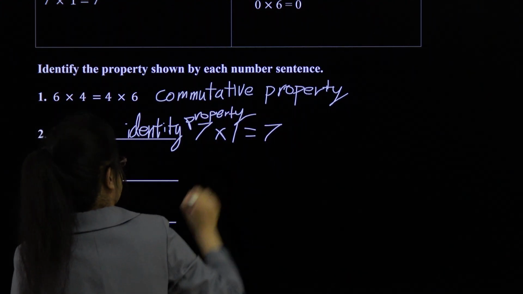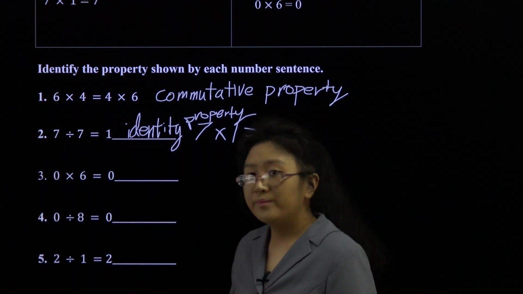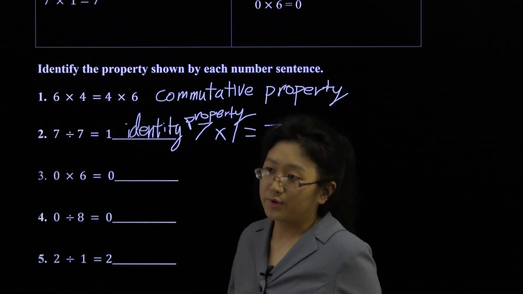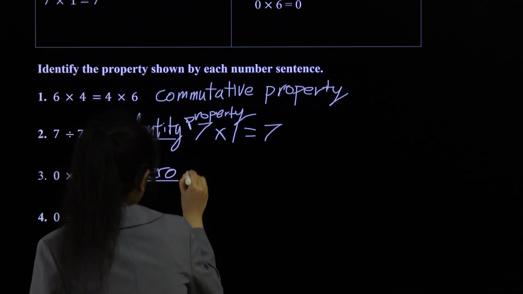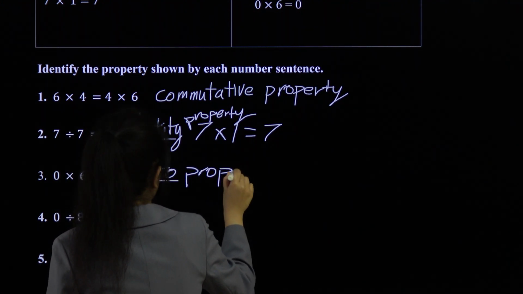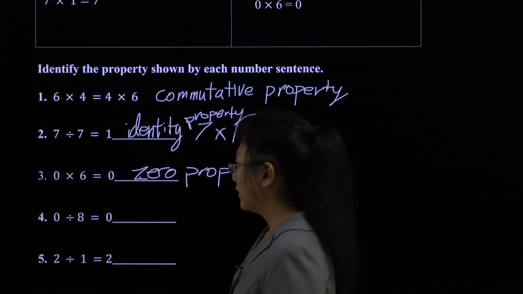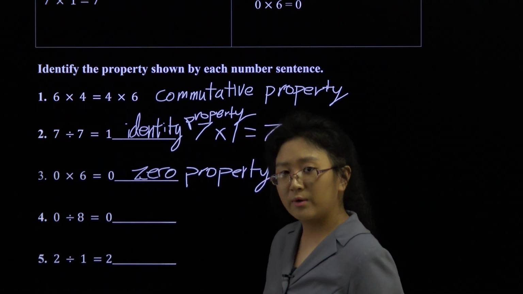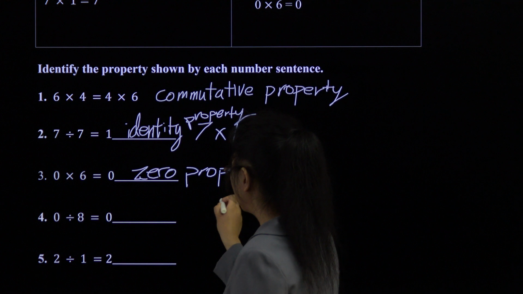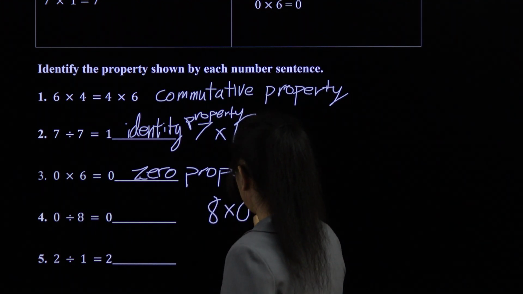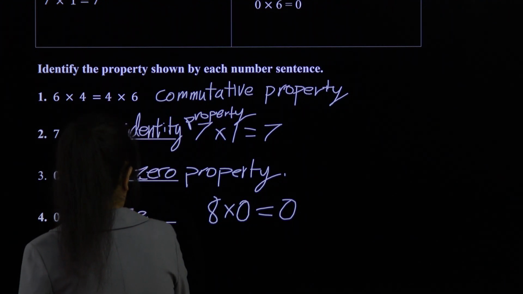Give yourself enough space when you're actually writing this, guys. 0 times 6 equals 0. 0 times anything equals 0. That's the zero property. 0 divided by 8 equals 0. This corresponds to the multiplication fact that 8 times 0 equals 0, which means that this is also the zero property.